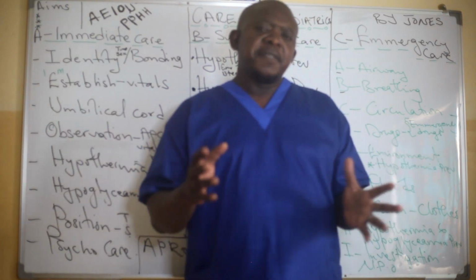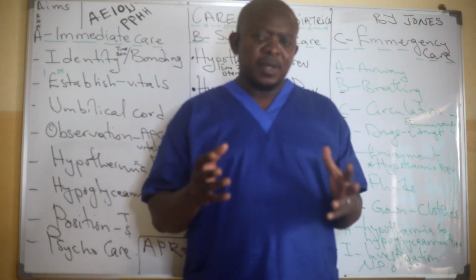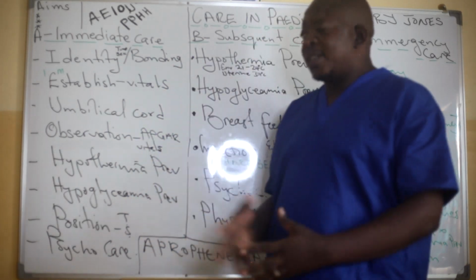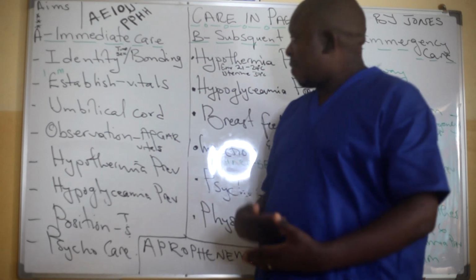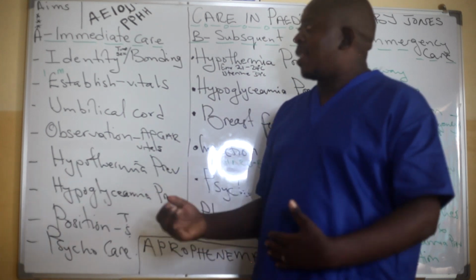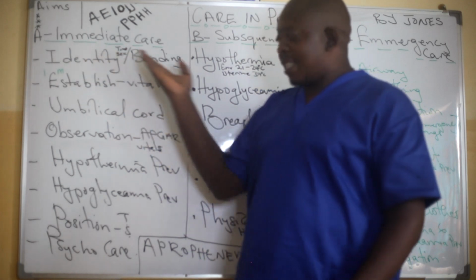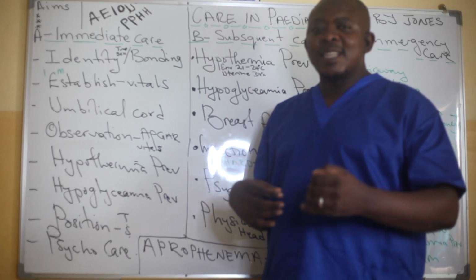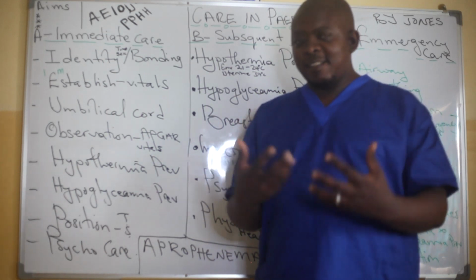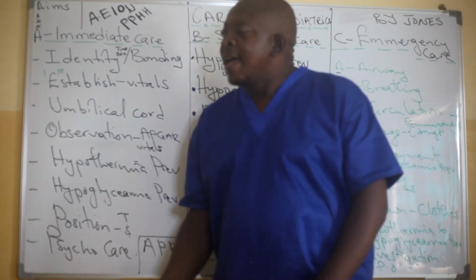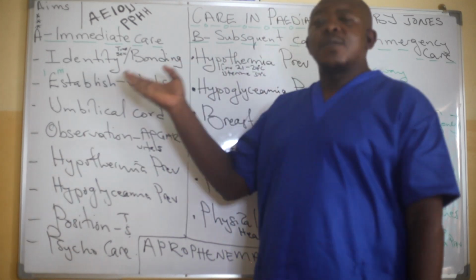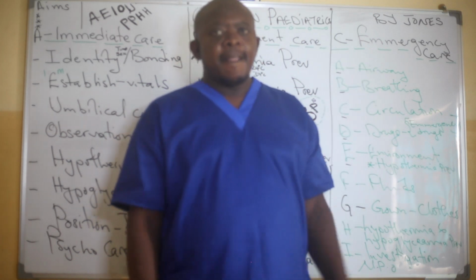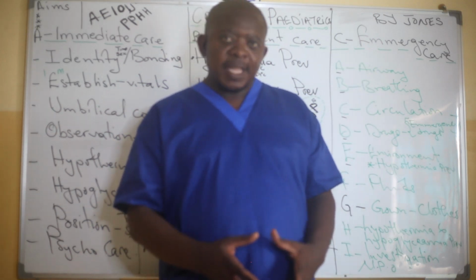Now, let me give a little bit of a summary of what we have just been talking about today. We have been looking at the care in pediatrics. Under the care in pediatrics, we have established that there is immediate care of the newborn from the time the head is delivered up to the time the baby is fully expelled. That is immediate care. Subsequent care is the care that follows immediate care. And then we have emergency care. Those are the elements that we are looking at.